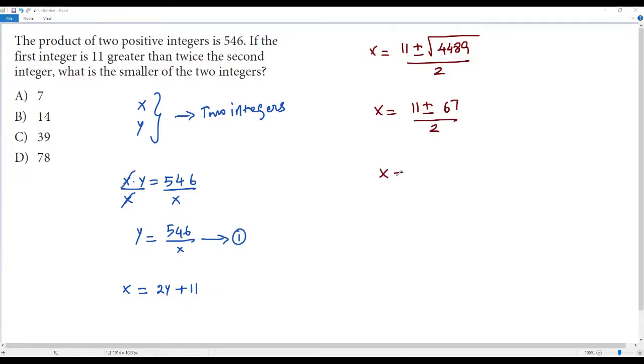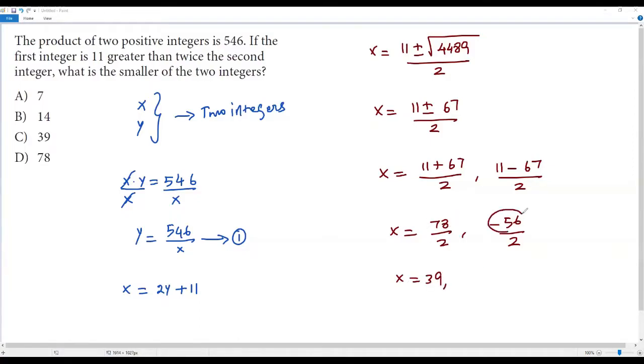So now we can split up the solution into two parts. One we can write for the positive sign over here, and the other one for the negative sign. Then I'm getting 11 plus 67 over 2, and 11 minus 67 over 2. So when I add 11 and 67, I'm getting 78 over 2. And here, when I simplify 11 minus 67, I'm getting negative 56 over 2. X equals, when I divide 78 by 2, I'm getting 39. When I divide negative 56 by 2, I'm getting negative 28.